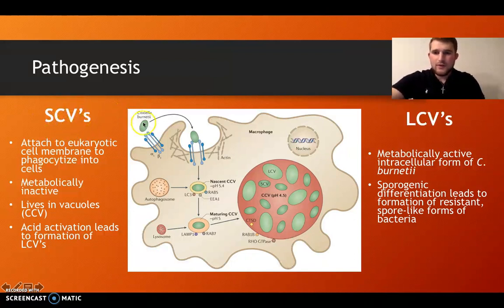So the SCVs are going to be phagocytized into a macrophage, where they will survive inside of these CCVs, or coxiella-containing vacuoles. They'll grow and mature inside of these, and eventually they'll begin replicating. In some cases, there's going to be acid activation that leads to the formation of these LCVs. And so they will keep replicating inside of this vacuole, and eventually there'll be too many cells in there, so it'll erupt, and that'll allow the cells to spread to other cells in the body.